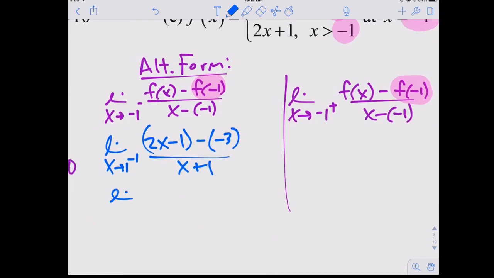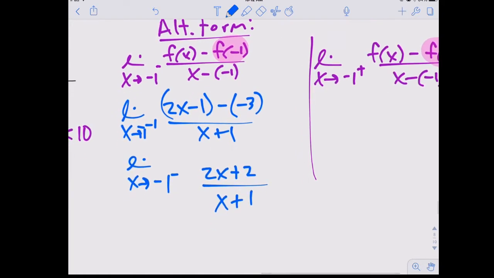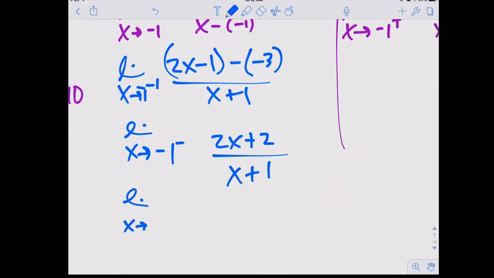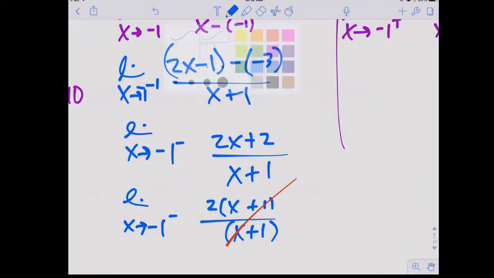Okay, if I simplify that, approaching -1 from the left, I get 2x minus, that's going to be 3, that's going to be plus 3, so 2x plus 2, over x plus 1. Now, if I try to evaluate that by direct substitution, what do we get? Zero over 0. Well, that's not a problem. We know how to eradicate that, don't we? We factor out the 2. We get 2 times x plus 1 over x plus 1. And everyone's favorite part, right? They divide out, and we're left with 2.